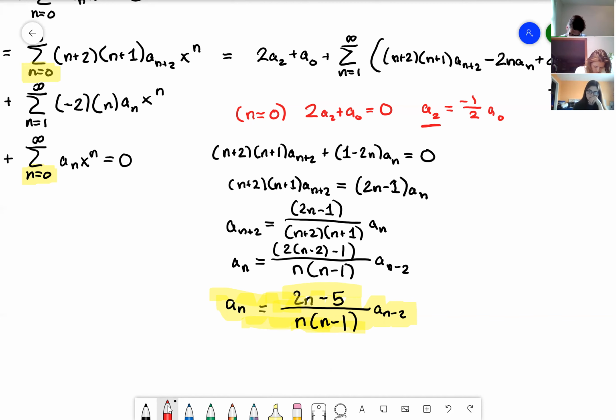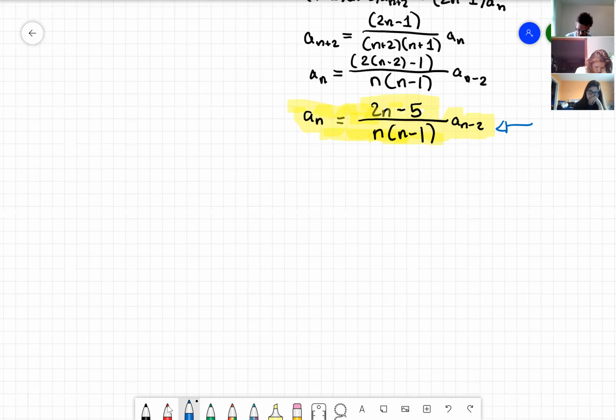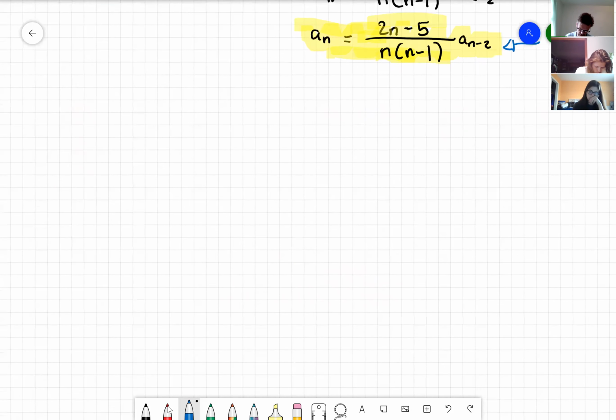In that case, we have, let's see, 2 times 2, so that's 4 minus 5, that's negative 1. The denominator would be 2 times 1, so negative 1/2 times a0. Okay, so in this case, we would have had no problem. This is just a specific case of this general recurrence relation. Okay, so we can just completely ignore that initial part that we did and just come down here to the recurrence relation.